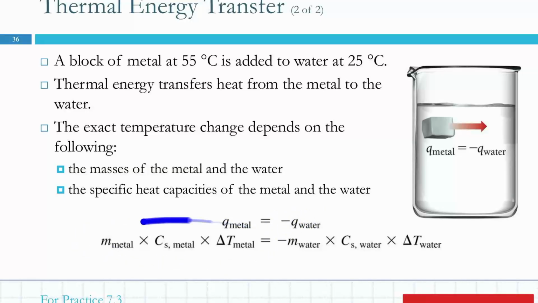You can plug in mcΔT for both of those. If you plug in the masses and the C values, you can eventually solve for ΔT. You can figure out what the final temperature was supposed to be. And you should have done a lab like this in Chem 20, where you mix two water samples together, hot water and cold water, and you figure out what the final temperature was supposed to be.